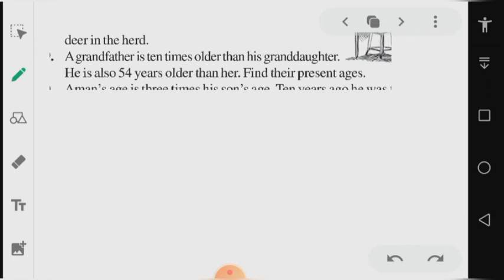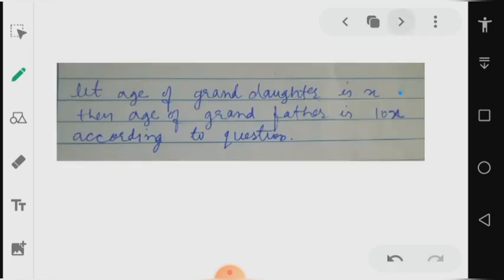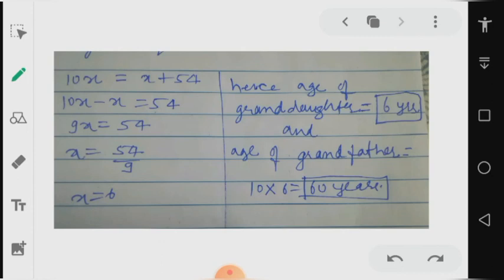The question is regarding ages. Keep some important points in your mind: a father, mother or grandfather are always older than the sons or grandsons. Obviously it is interesting, so you know the concept, but when you solve the problems you must balance the equation, and this is very important.